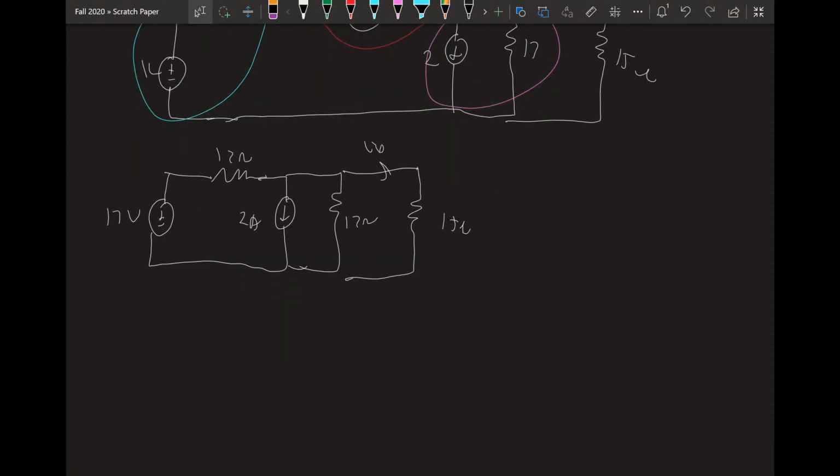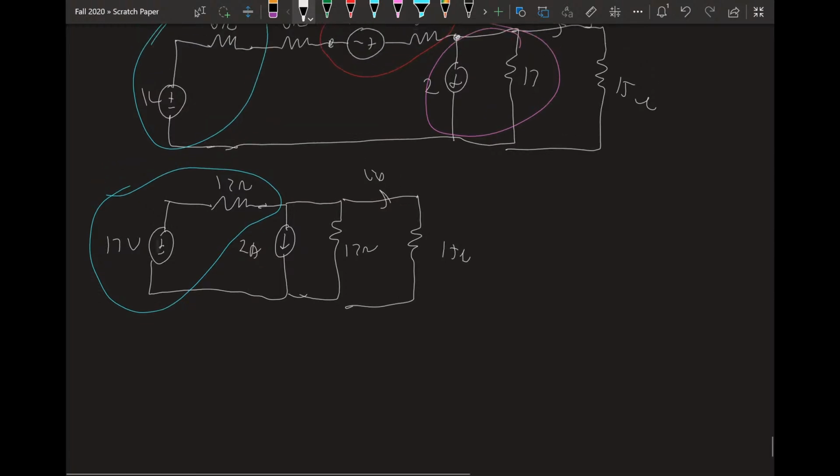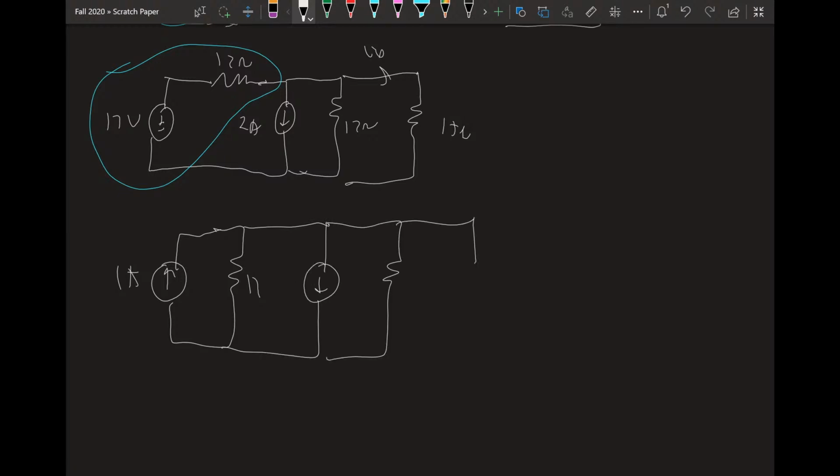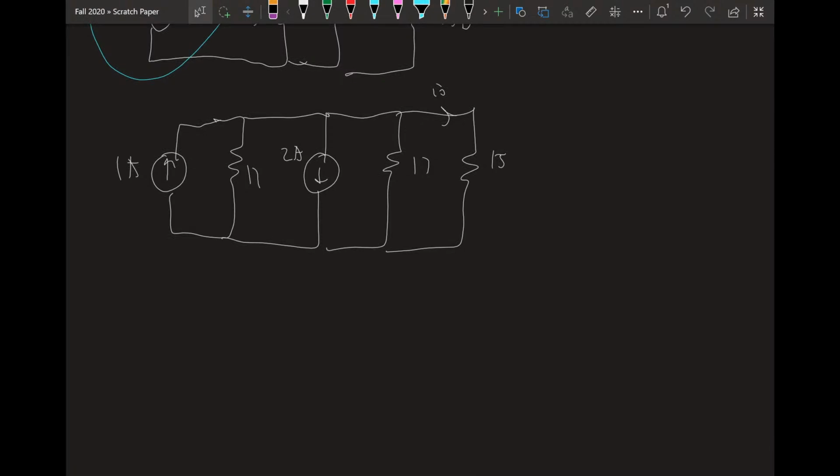But now we want to reduce it. So now we can notice that this is another source transformation pair. So when we turn that into its alternative, we get 17 over 17, 1 amp here, 17 ohms here, and everything else remains the same. Right? And now we can combine everything in parallel. The sources add in parallel to make 1. So negative 1 amp up here.